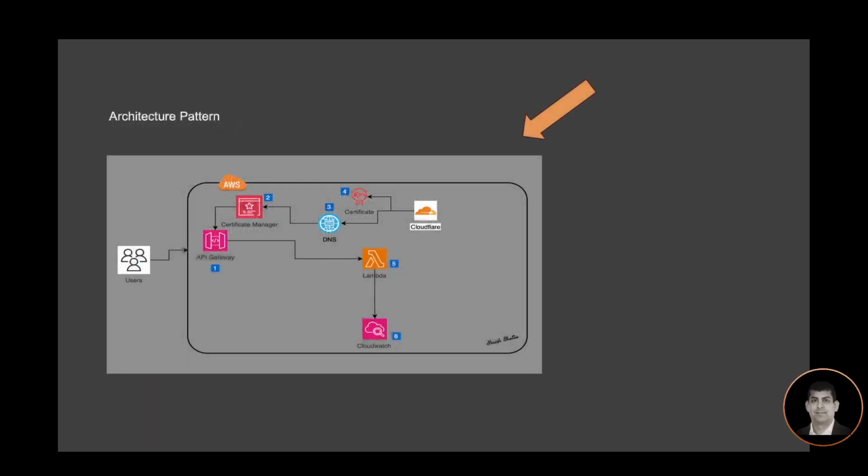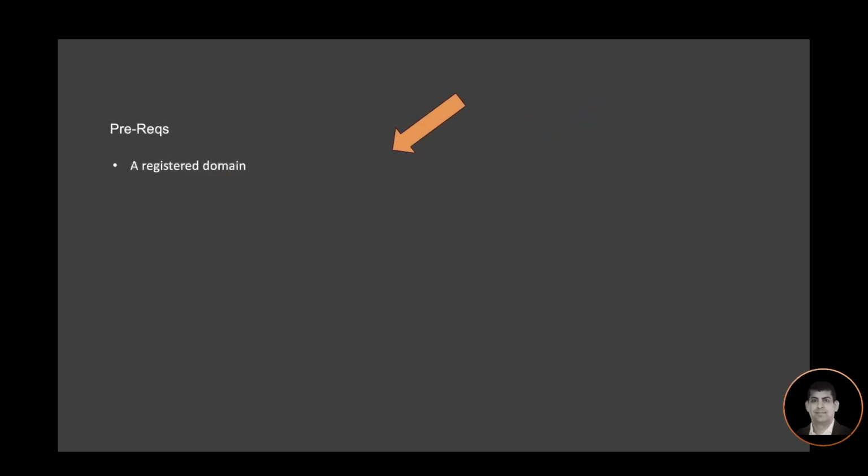Let's look at the architecture pattern. We have the users, we've got API Gateway, we have Certificate Manager, there is a DNS certificate from Cloudflare. I have a Lambda, and then CloudWatch is here for logging purposes. The prerequisite for this workshop is that you have a registered domain. Of course, the whole point of this workshop is to create a custom domain endpoint for the API, so it's essential that a registered domain is in place.